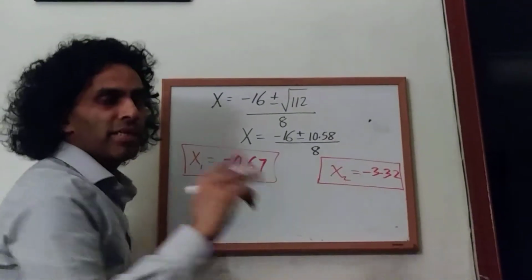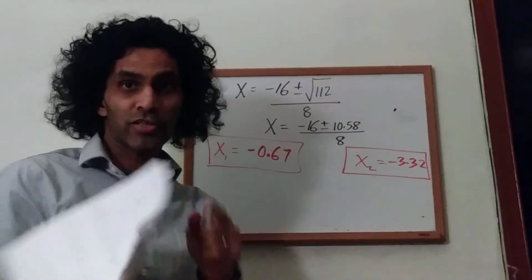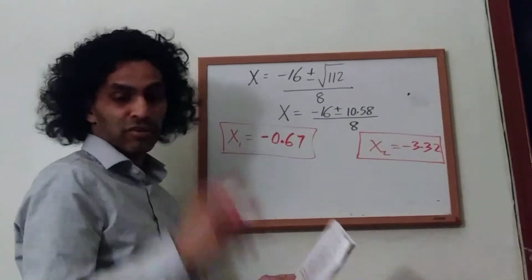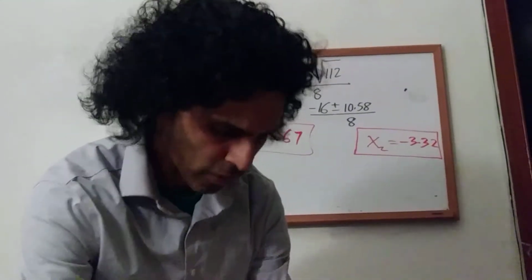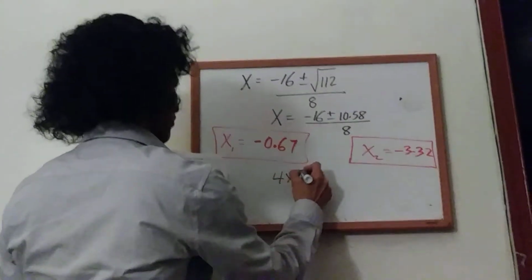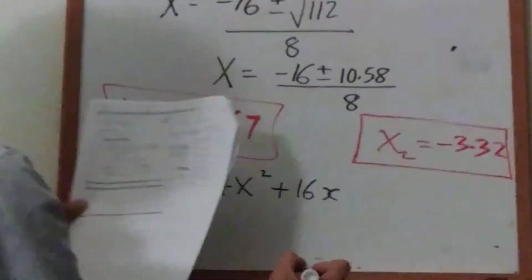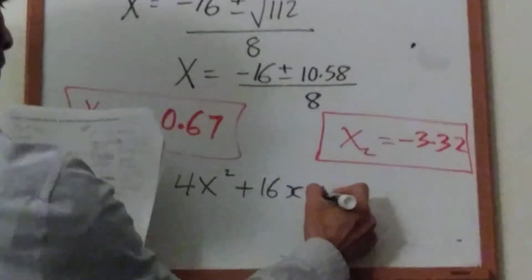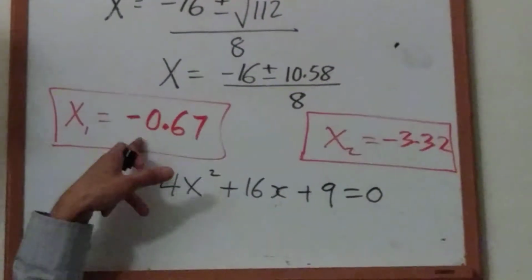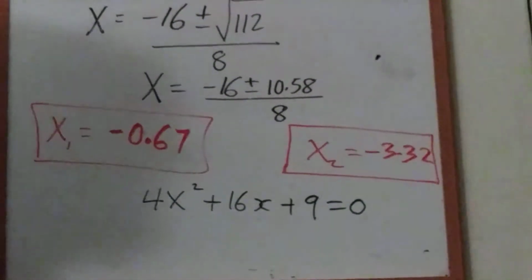These two numbers actually mean, what is the meaning of it? These are the two values that when you put them into the original equation, the function will be equal to 0. Right? Now let's look back at the original equation. The original quadratic equation was 4x squared plus 16x plus 9 equals 0. When you substitute these two numbers into this original equation, the answer has to be equal to 0.